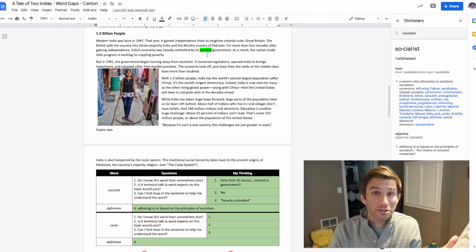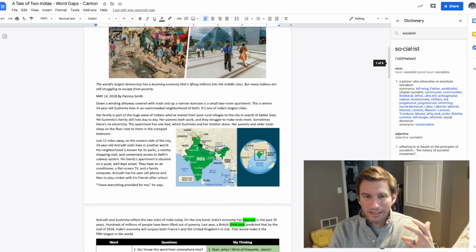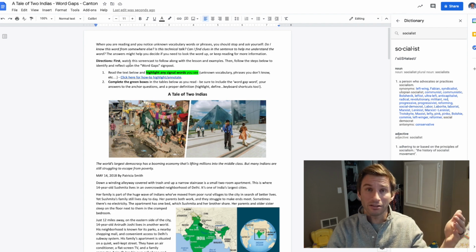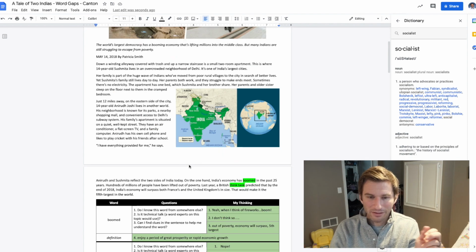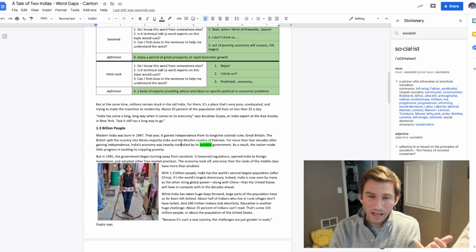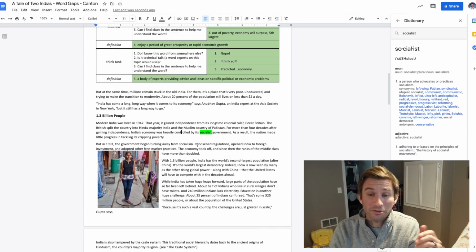And for our purposes right now, that's probably enough to know, to get an understanding of what socialist means in this context, because really this whole article is about India and how there's a rich side of India and a poor side of India, hence a tale of two Indias. And so this is just giving us some historic background on modern India and how they got to where they were. And all we really need to know is that its government was very controlling.